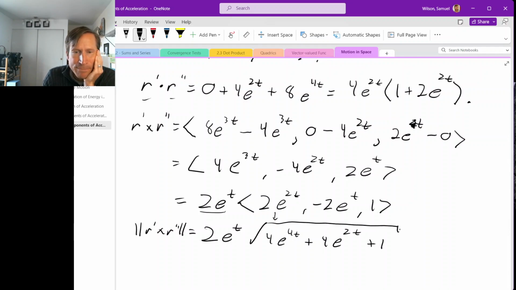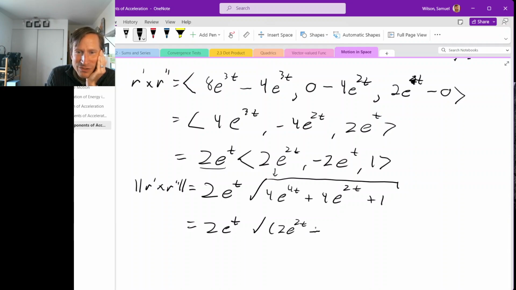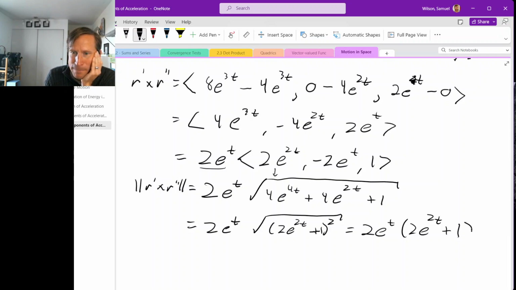Okay. And notice that this little miracle of the perfect square has happened again. So the stuff inside the square root is 2e to the 2t plus 1, squared. And so this whole mess is 2e to the t times 2e to the 2t plus 1. Oh, I didn't write a plus 1 right here.